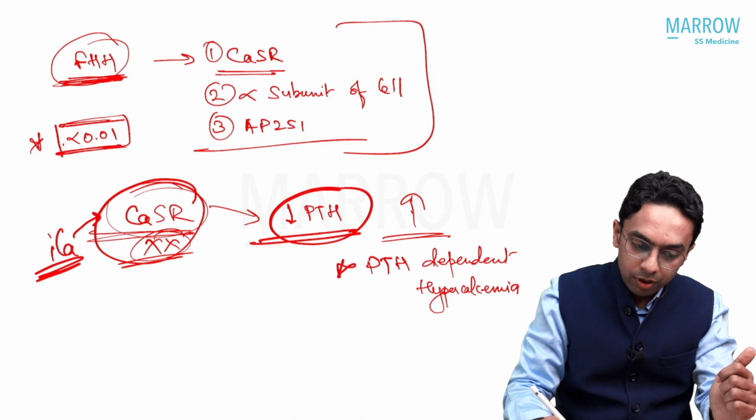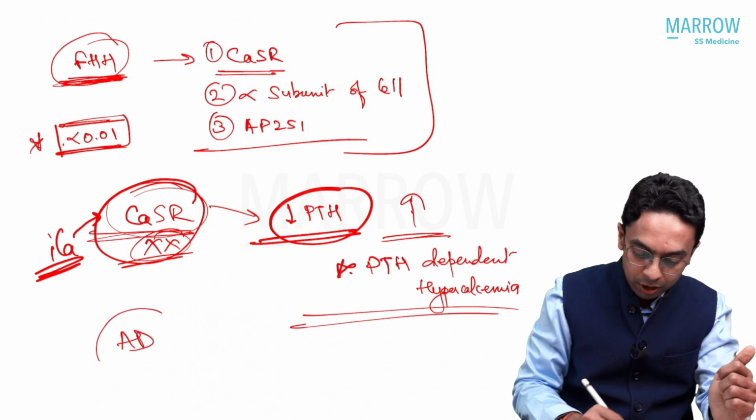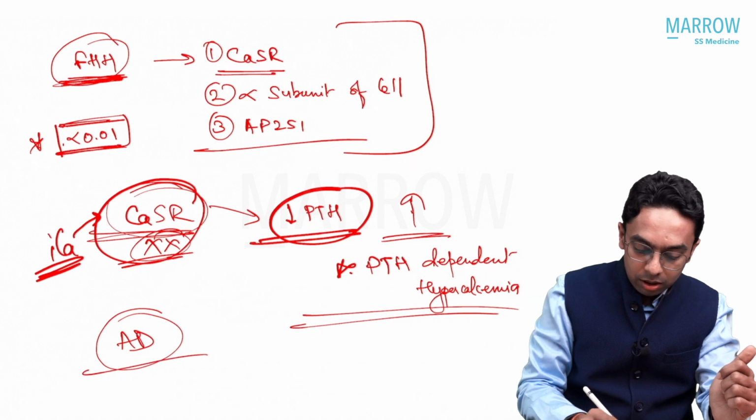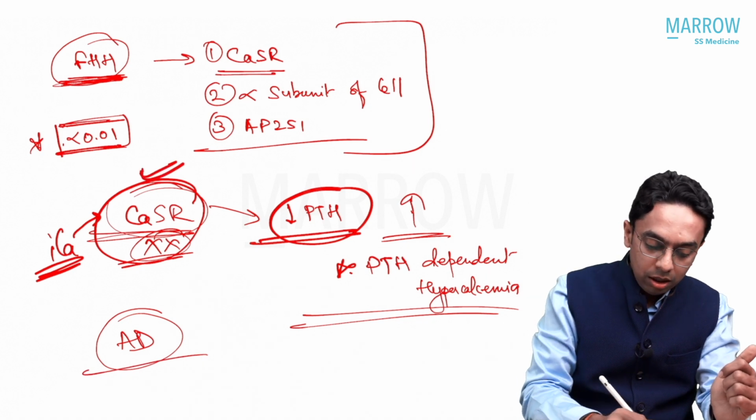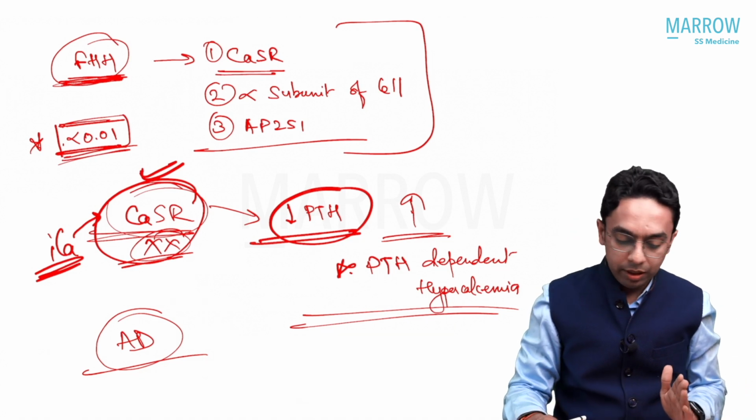So this is very important. This is PTH dependent hypercalcemia. It's an autosomal dominant condition, and the basic defect is in CSR and the ratio. These all questions have been asked in previous exams.